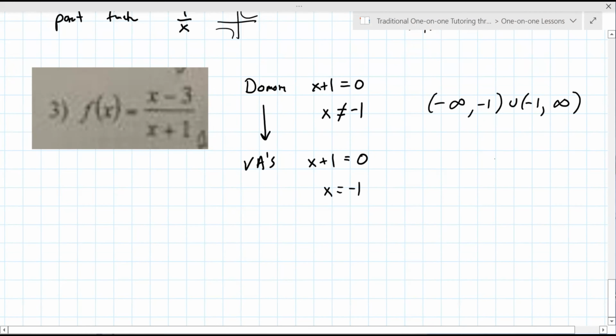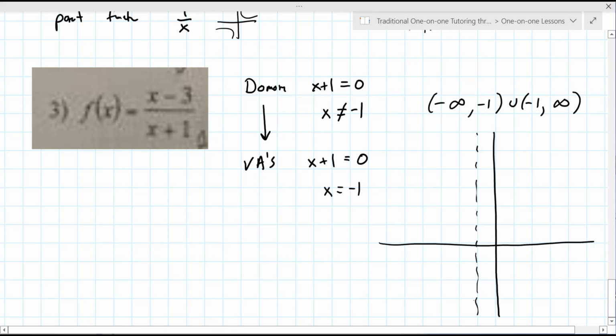So we'll start with the graph of that. We're here on the right. X equals -1. So I'll put little arrows, and then we'll connect those at a later time.